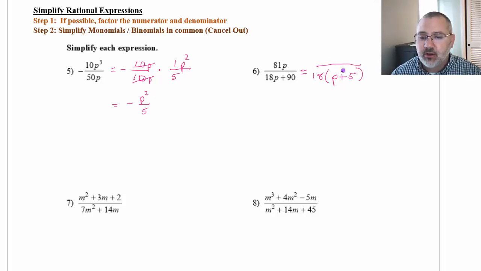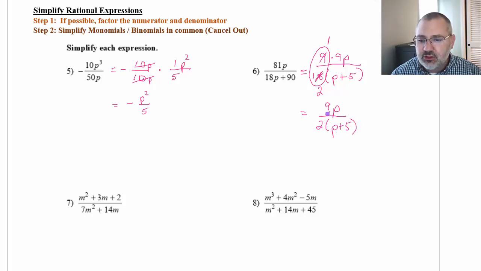On the top it's a monomial, but I might ask, well, what divides into 81 that also divides into 18? I'm going to pull away 9 just for a moment. You don't have to, but I find this helps us out. So 9 times 9p. Here we can reduce this as a fraction. 9 goes into 9 once, 9 goes into 18 twice, and then we're left with 9p over 2 times the quantity of p plus 5.